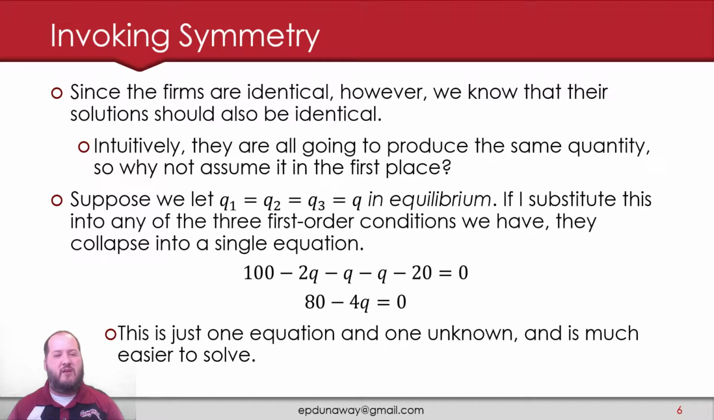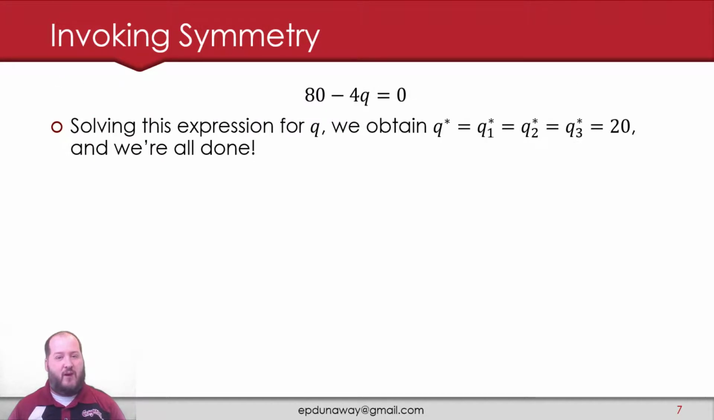So I'm going to substitute in Q for all of those first order conditions, and they're all going to collapse into the exact same equation. 100 minus 2q minus q minus q minus 20 equals 0. Or if I combine terms, I'm going to get 80 minus 4q equals 0. And that is just one equation, one unknown, one of the easiest ones we could possibly solve. That's way easier than solving that system of 3 equations and 3 unknowns. In fact, I just rearrange it and divide by 4.